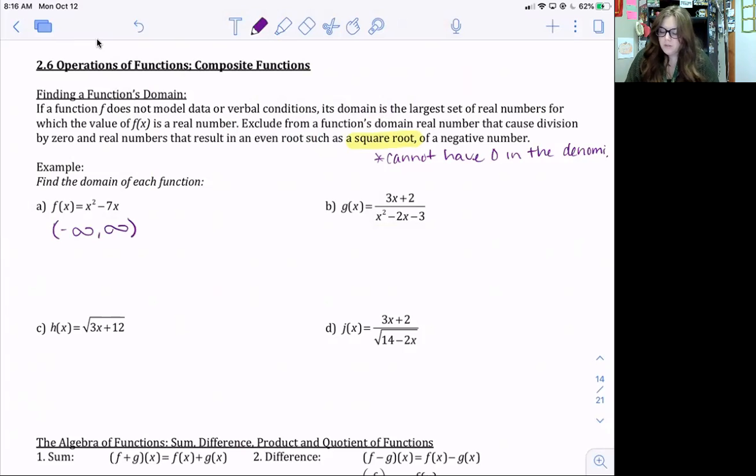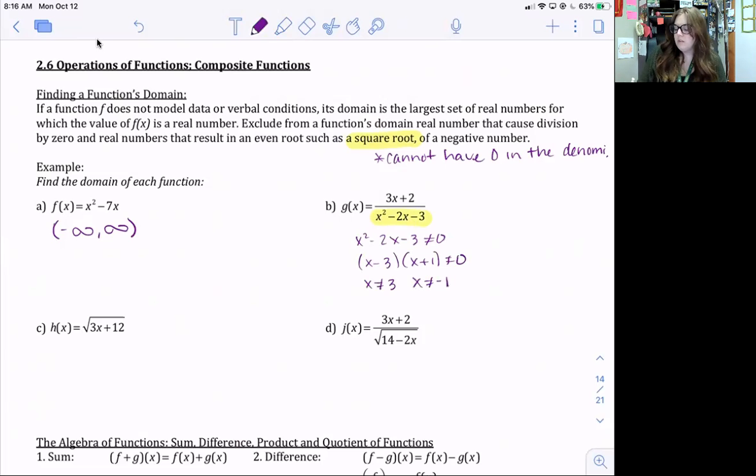Looking at B, 3x plus 2 divided by x squared minus 2x minus 3. So our issue with this is our denominator. Okay, remember, we know x squared minus 2x minus 3 cannot equal 0. So we're going to start off by factoring. So our factors of negative 3 that add to be negative 2. So we're left with x minus 3 and x plus 1 cannot equal 0. So if we set each of those, we get x cannot equal 3 and x cannot equal negative 1.